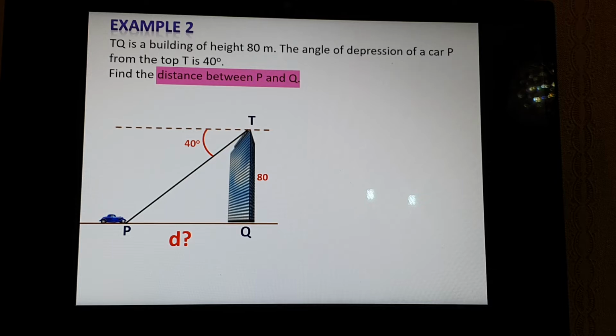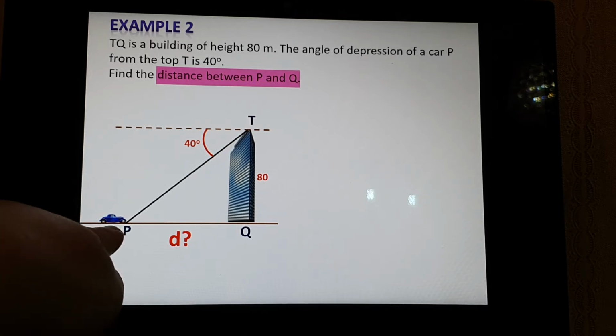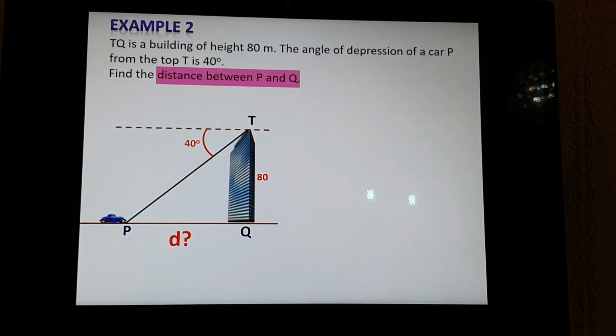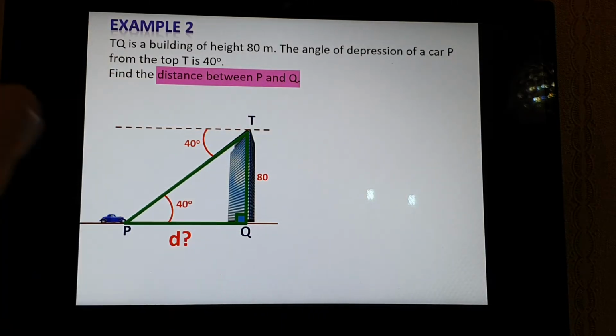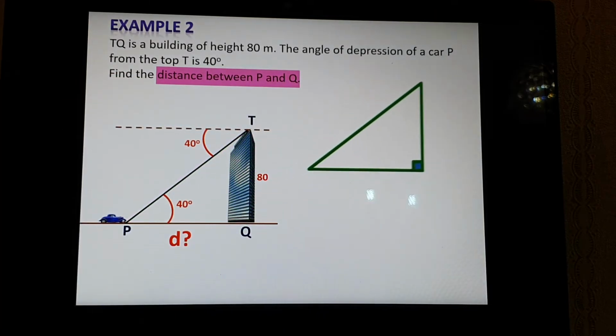So you want to find the distance between P and Q. That means you want to find out how far this car is from your building. So how do you do it? I already told you, you can use the Z. Can you see the Z here? Alternate angles, and then you work it out.